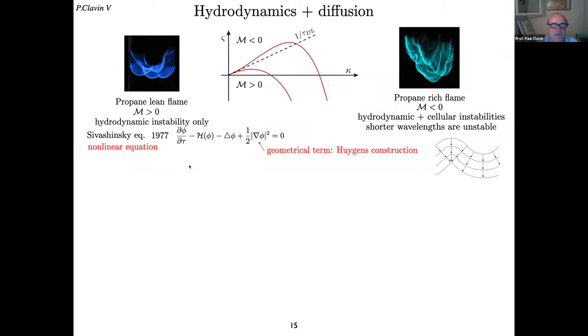Working in the limit of small heat release, he obtains the dominant non-linear term in the equation. And this non-linear term is easy to understand, and it was understood by Zeldovich, from the geometrical point of view. If you have a surface that propagates with a constant velocity, you are going to build a cusp and curve. The instability finally is like that. You have this kind of shape, which is due to the nonlinear geometrical term, and just describes what is called the Huygens construction, which is well known in optics.